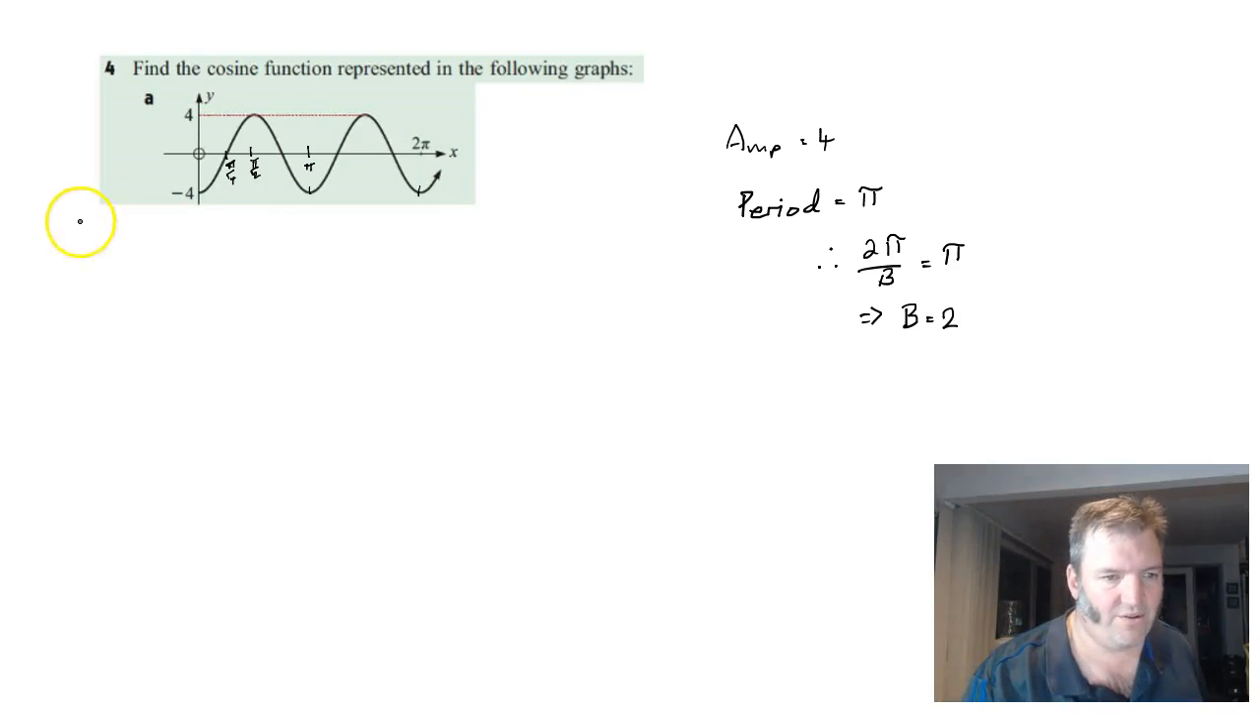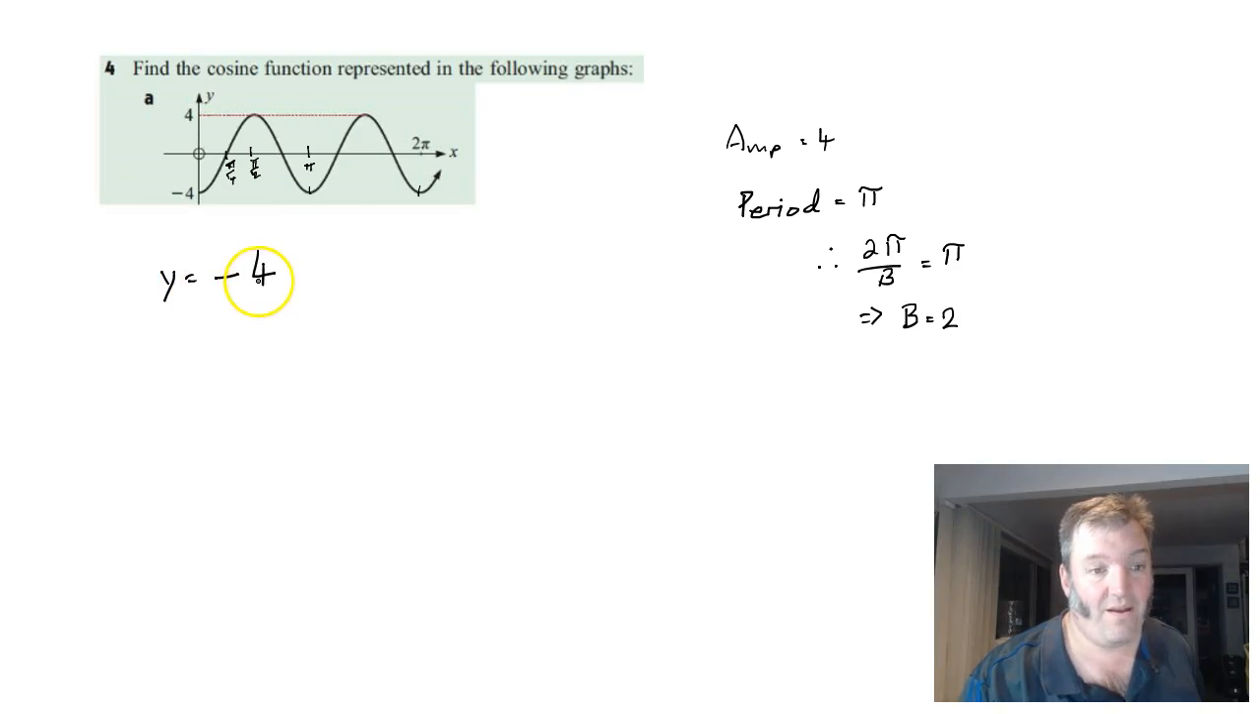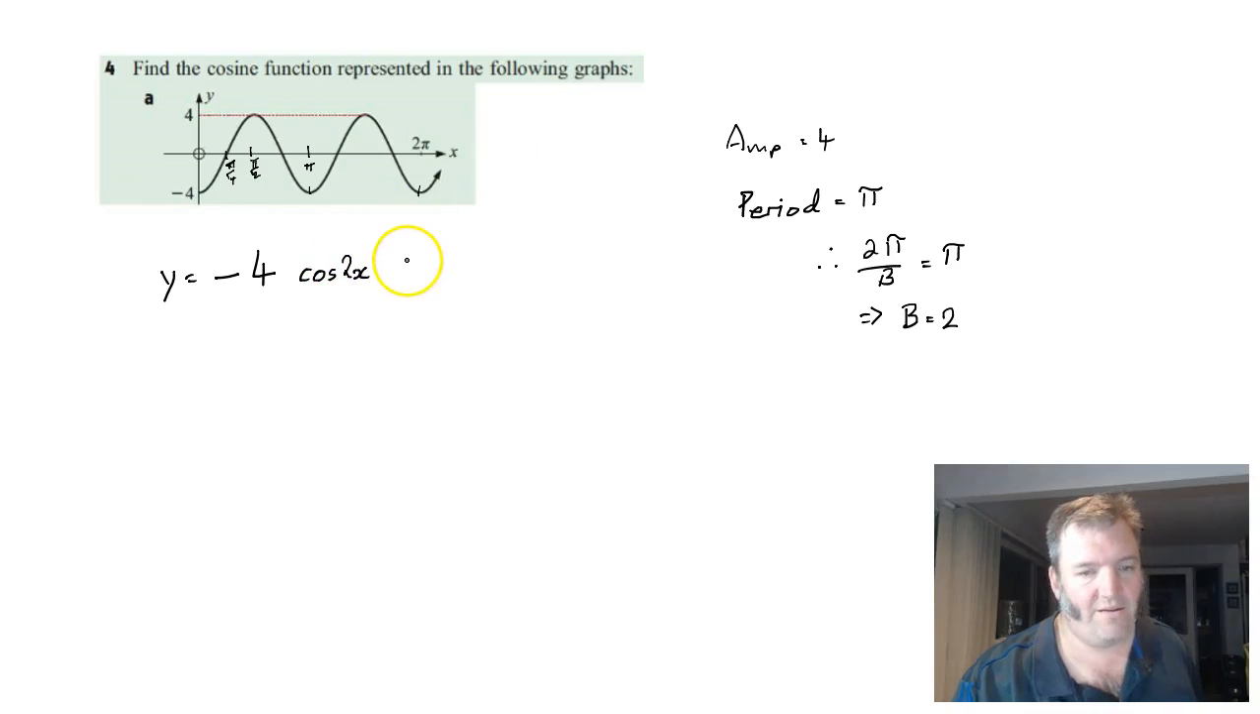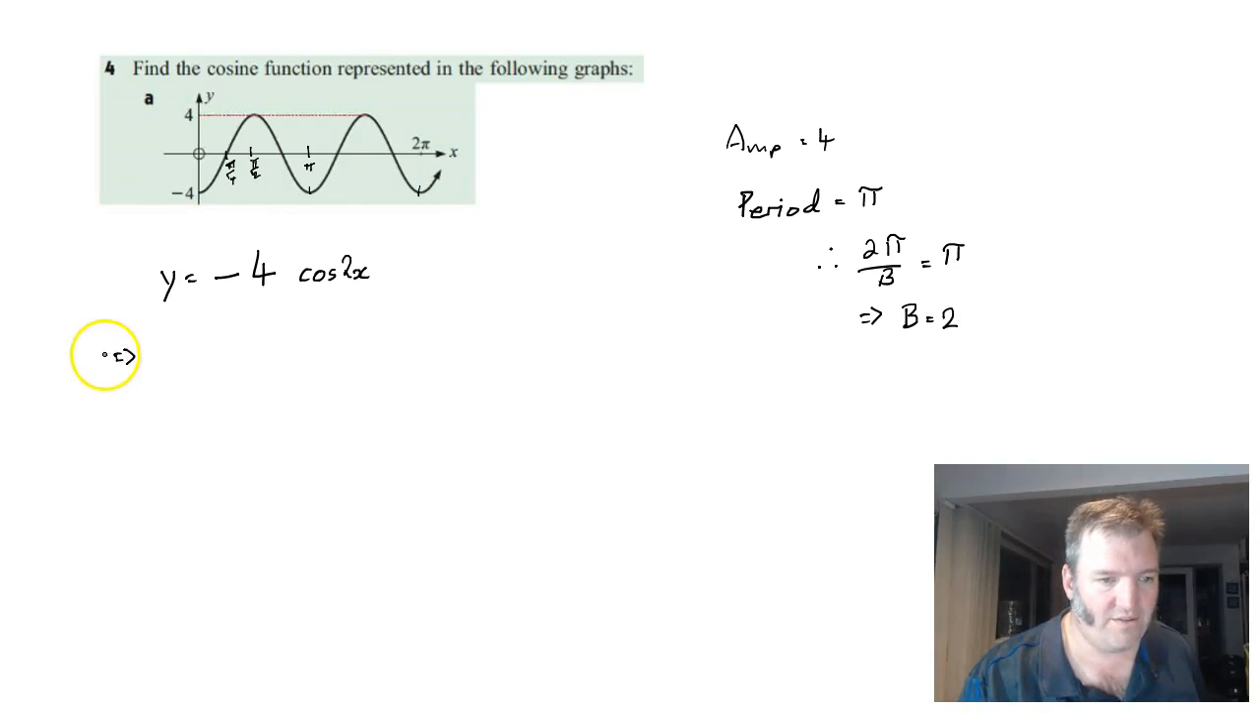So if I was going to do this one, I would say that y equals, it's a negative cosine graph, negative 4 for the amplitude, cosine x, but we said b was 2, so it's negative 4 cosine 2x. No plus d, no transformation at all horizontally, that's it. We could do those other ones that we said.